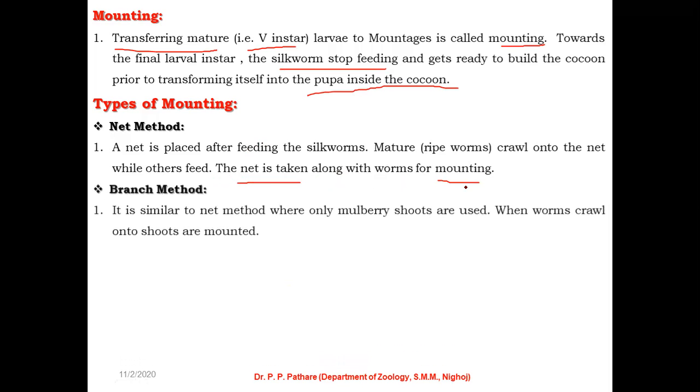Branch method is similar to the net method, where only mulberry roots are used. By using this method you can also perform the mounting. You can spread mulberry roots or big mulberry branches, the worms crawl onto the roots or big branches, and they can start the mounting.